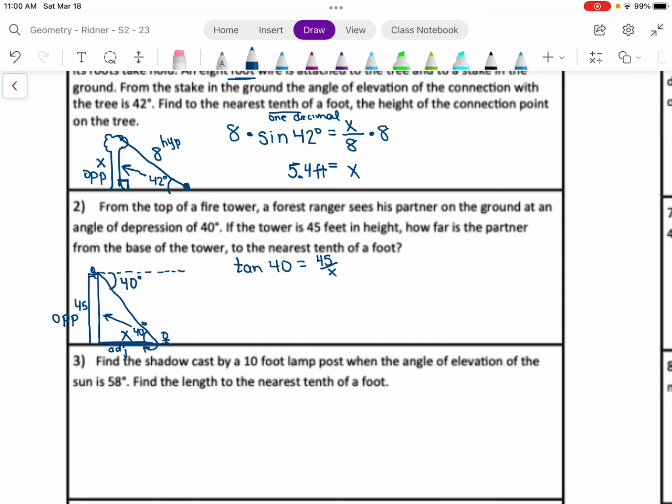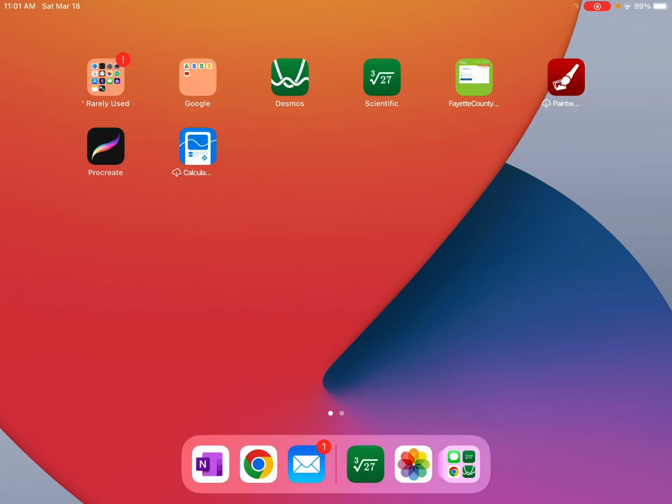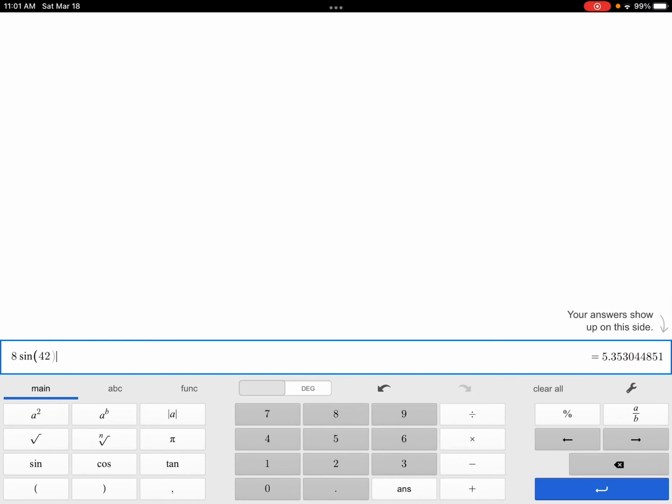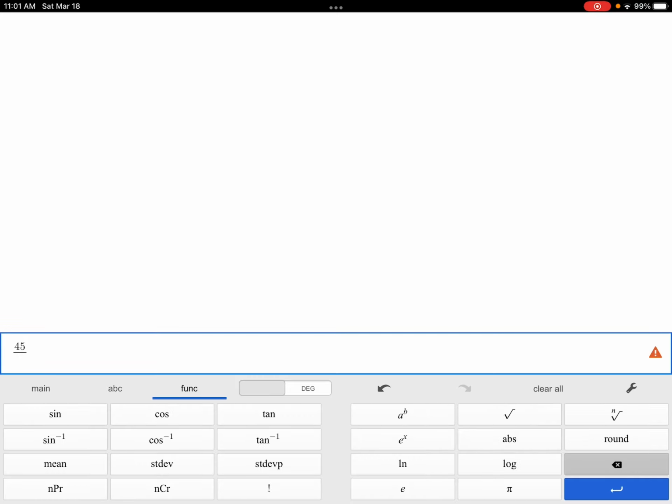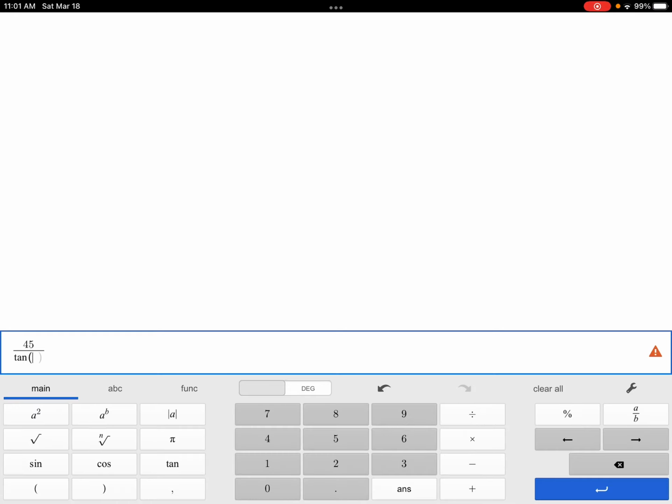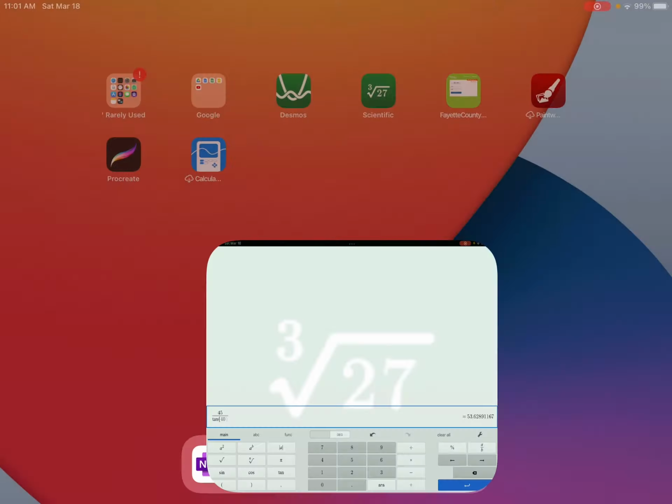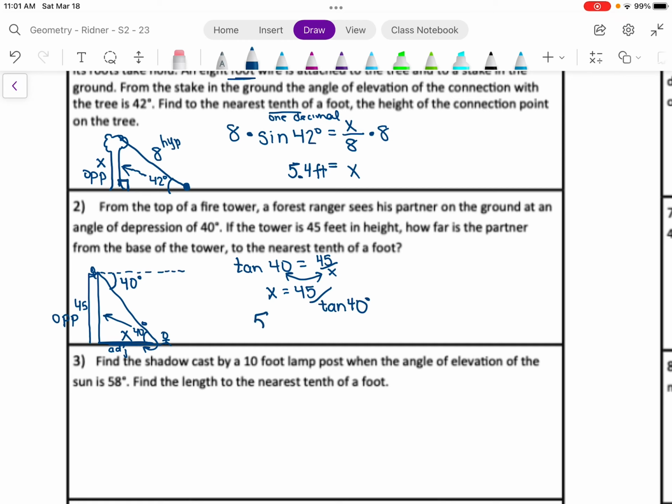Okay. Remember, when x is on the bottom, we have the little trick of just switching places. So x equals 45 divided by tangent of 40 degrees. Back to your calculator. So 45 divided by tangent of 40 degrees. And we get 53.6. So he is 53.6 feet away from the tower.